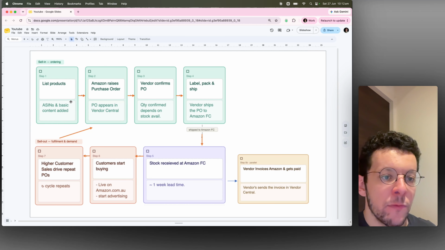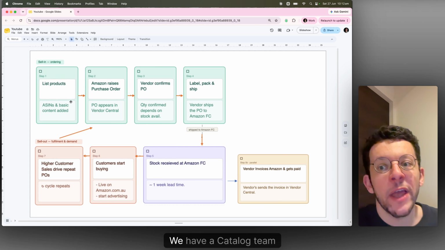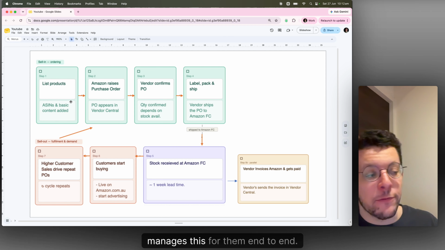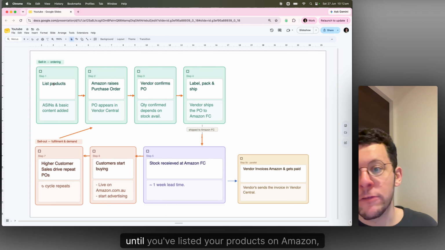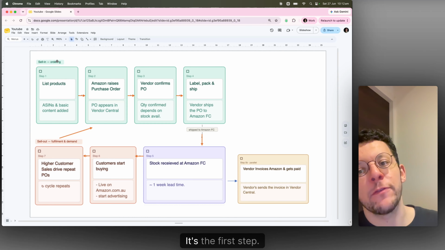So firstly, step one, you have to add your products to Amazon. And this is what we do for our clients. We have a catalog team that manages this for them end to end. And so, until you've listed your products on Amazon, you're not going to get any orders. So this is crucial. It's the first step.